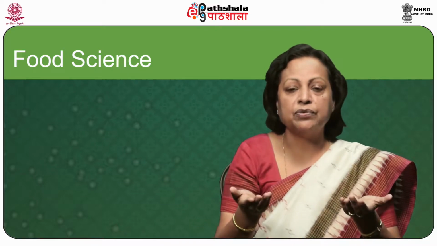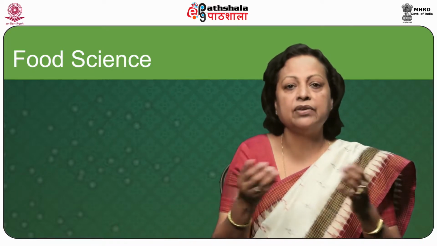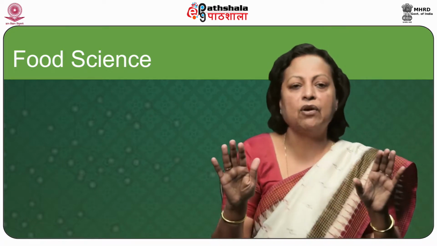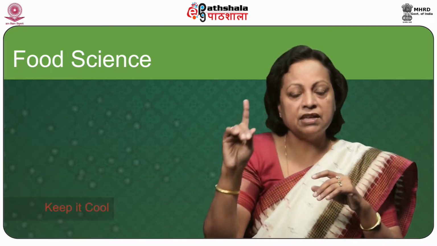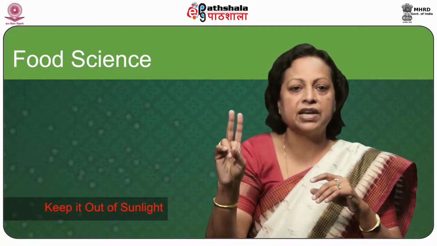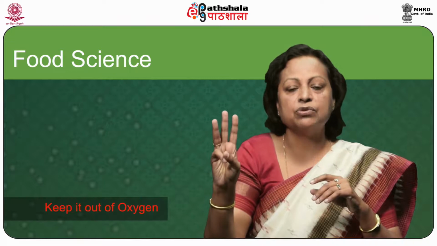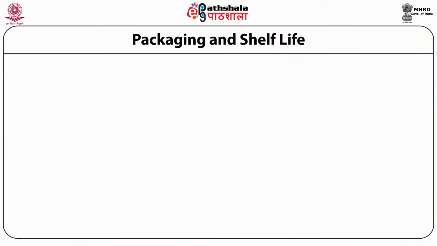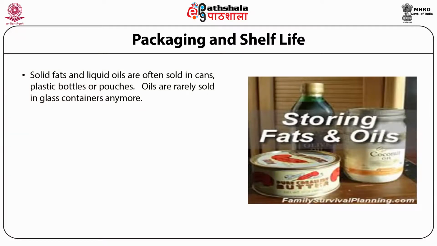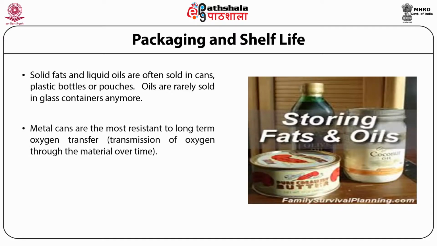The ways to slow down rancidity are the very same general rules used for all foods in long-term storage. The first one is keep it cool, the second one is keep it out of sunlight, and the third one is keep it away from oxygen. Now we will talk about the packaging and shelf life of fats and oils. Solid fats and liquid oils are often sold in cans, plastic bottles, or pouches. Oils are rarely sold in glass containers anymore. Metal cans are the most resistant to long-term oxygen transfer.